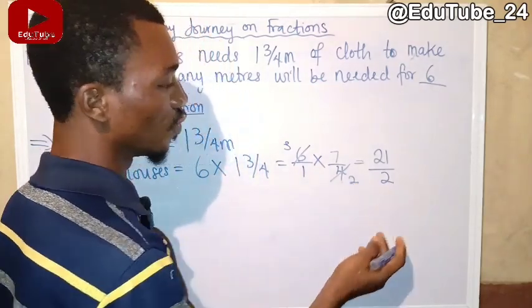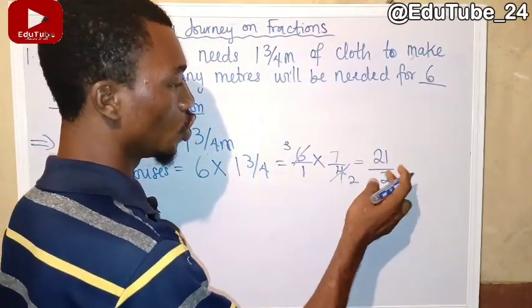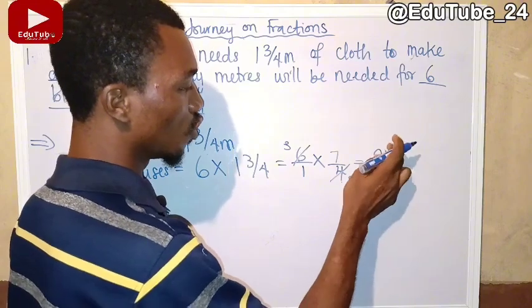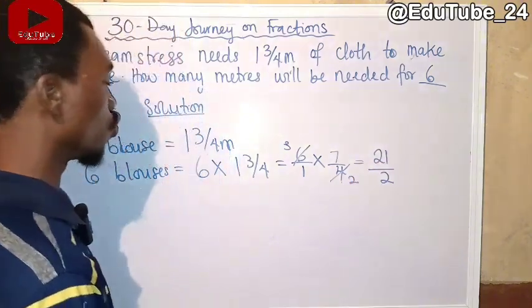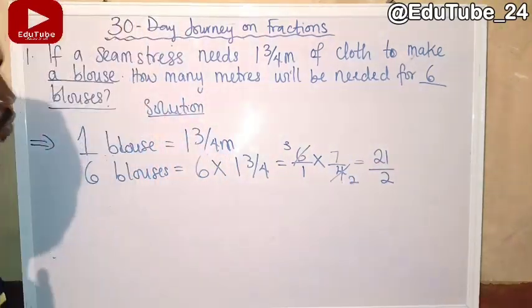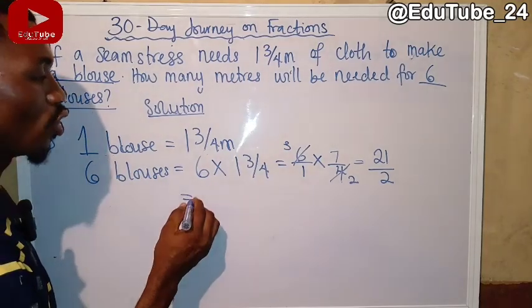So we have 21 over 2, which you should know is an improper fraction. So we have to convert it back to a mixed number. So how do we do that?